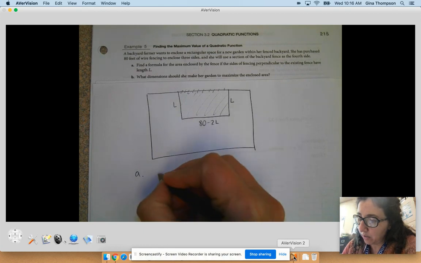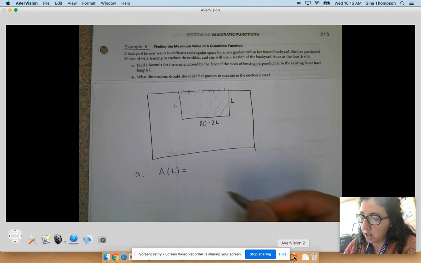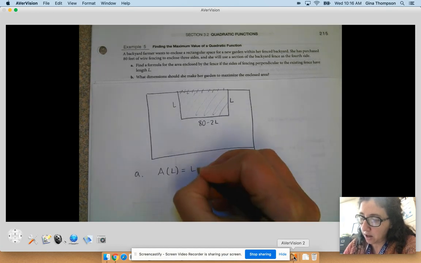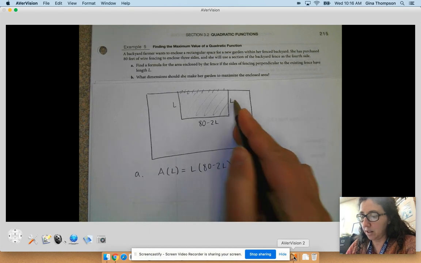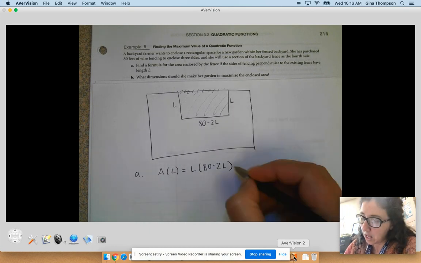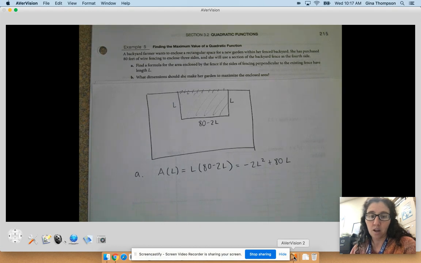So what's our area function? Our area as a function of L, of this garden area, is going to be L times 80 minus 2L, right? This side times that side is going to be the area. And we could multiply this out. We'll get minus 2L squared plus 80L. And sure enough, that looks like a quadratic.